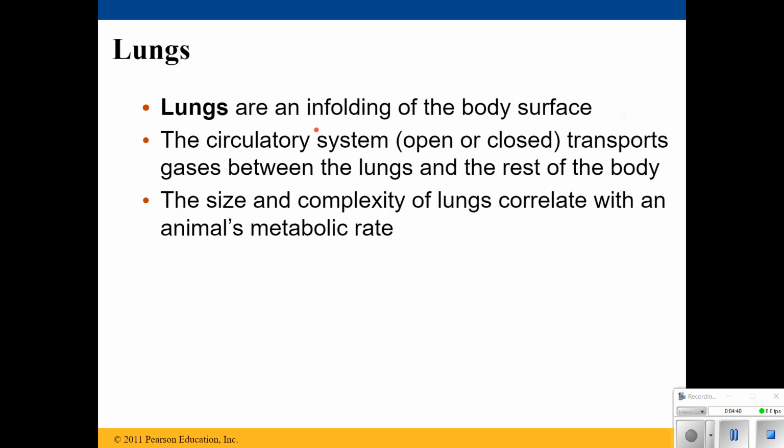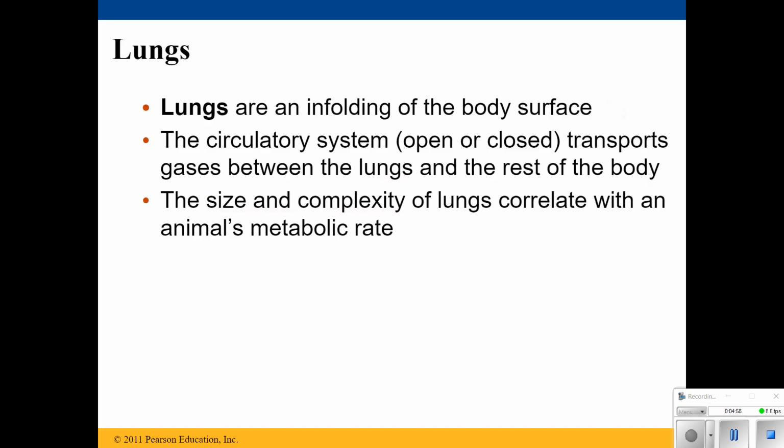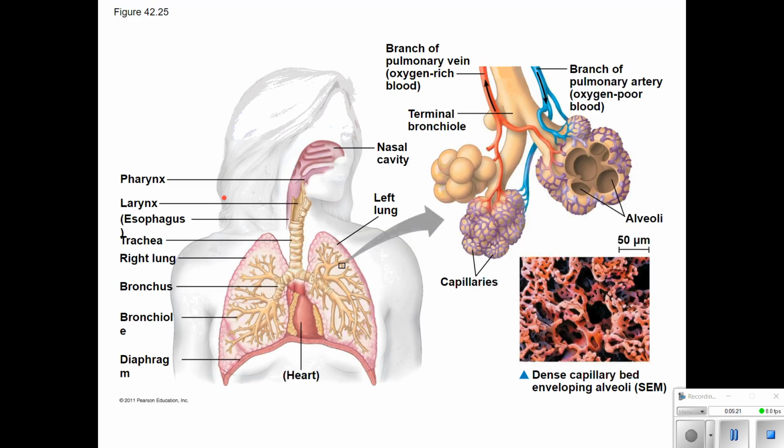Lungs are another way in which organisms can do this. They're an infolding of the body's surface. They're also connected to the circulatory system. The reason why organisms have lungs and gills, the point of thinking about this, is that not all of their cells touch the environment, and so they cannot do gas exchange with the environment if they're a large multicellular organism. Large multicellular organisms need a way to connect the cells inside their body with the outside environment so that they can exchange gas, and lungs and gills help organisms do that.